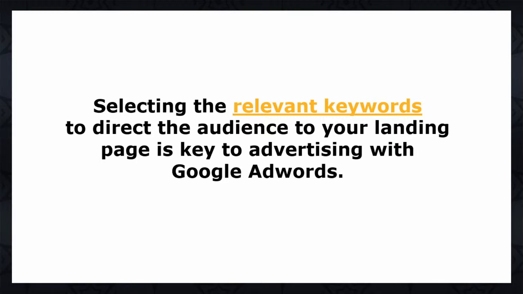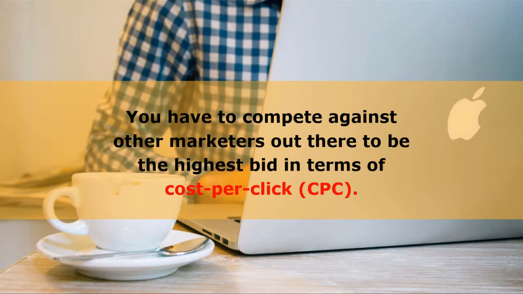Selecting the relevant keywords to direct the audience to your landing page is key to advertising with Google AdWords. As the advertiser, you select a keyword that a searcher might type in when they search for their particular interest on the Google search engine. Then you create an advert that will appear on the SERP based on the keyword or words you choose. Bear in mind, however, that you're not the only company wanting to serve adverts for that particular keyword or keywords. Other companies with the similar niche will also bid for a spot in the SERP.